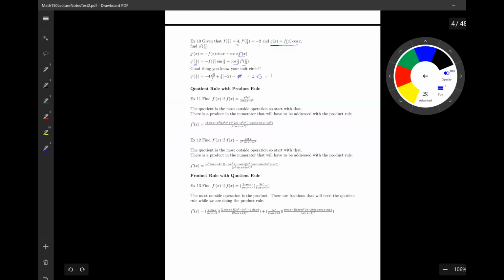All right, so let's look at this big function. I've got quotient rule with product rule happening. So I see the most outside thing that's happening is the quotient rule. So we start with that, and as I'm doing quotient rule, then I have product rule happening inside.